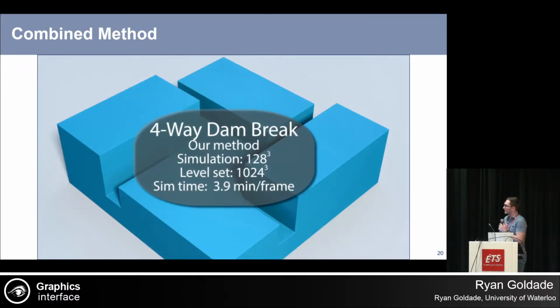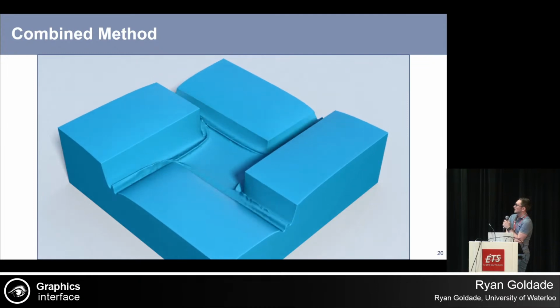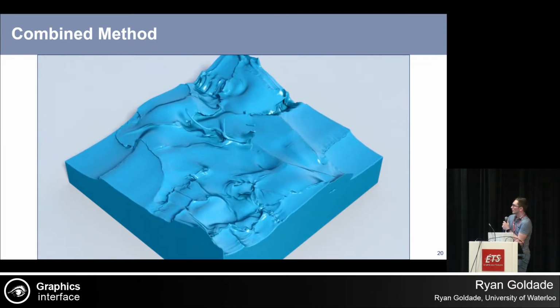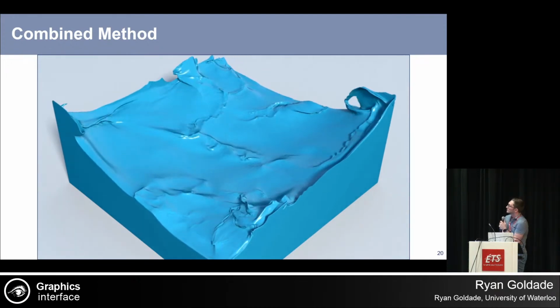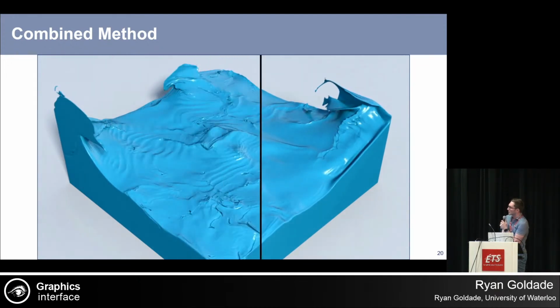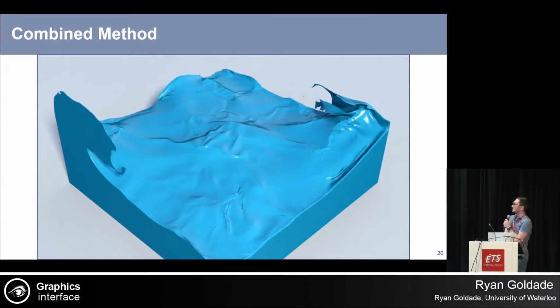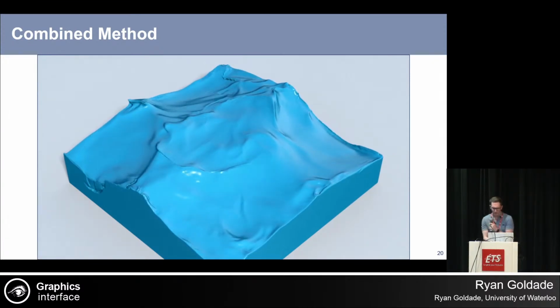Okay, if we put it all together, this is a combined approach of the same dam break. And this is what it looked like if you didn't do anything, with errors all over the surface. And this is our approach with our error correction.